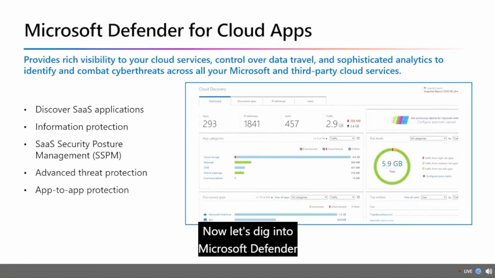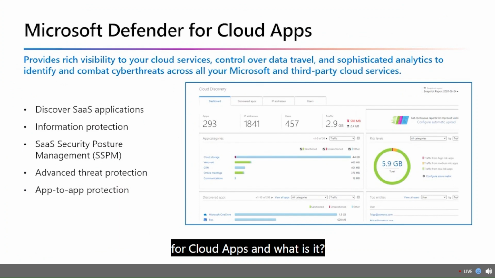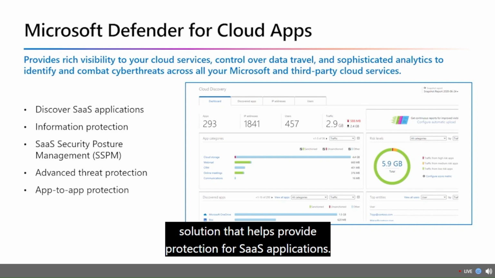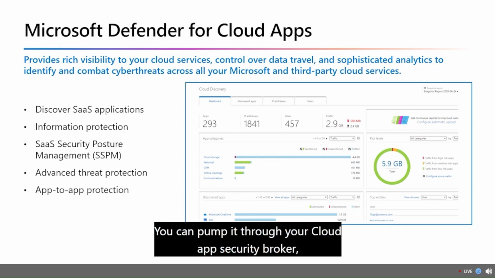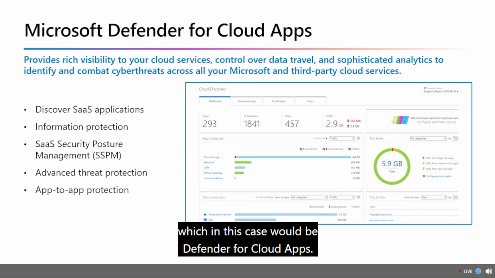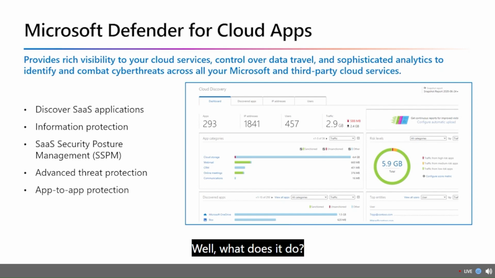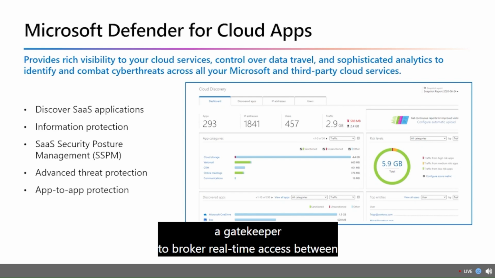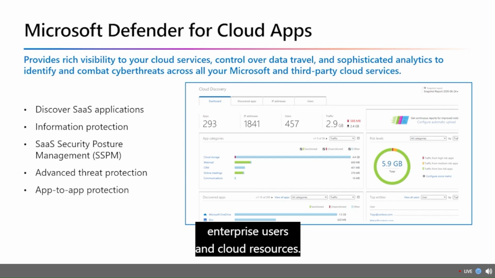Now let's dig into Microsoft Defender for Cloud Apps. And what is it? Essentially it's a CASB solution that helps provide protection for SaaS applications. So if you want to protect your software as a service applications, you can pump them through your cloud app security broker, which in this case would be Defender for Cloud Apps. And what does it do? A CASB is essentially a gatekeeper to broker real-time access between enterprise users and cloud resources.